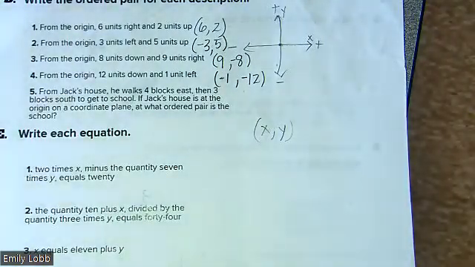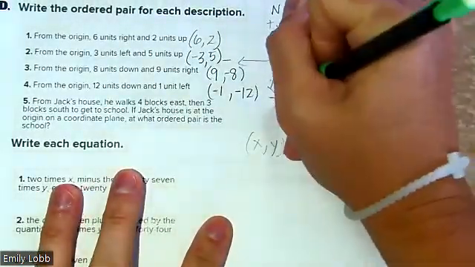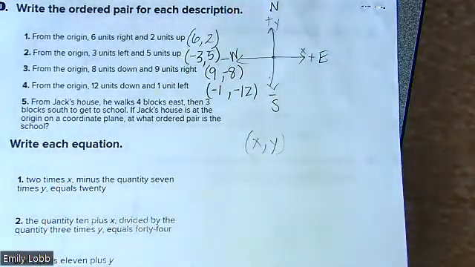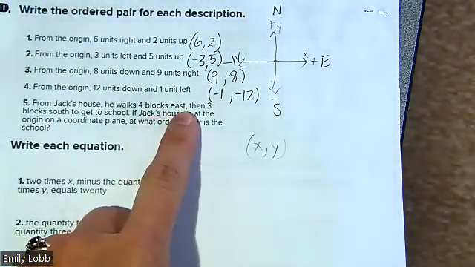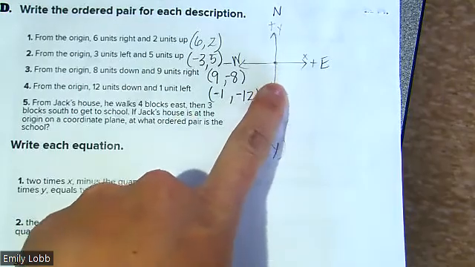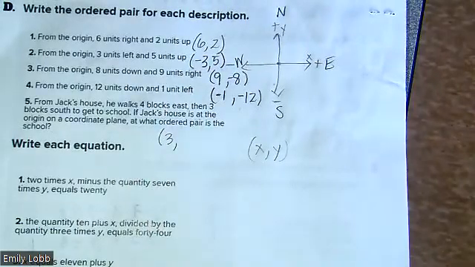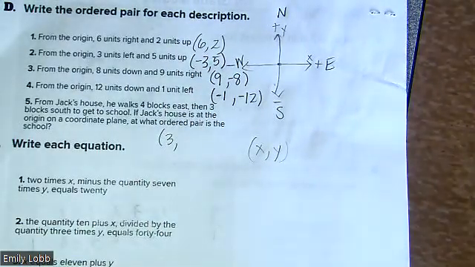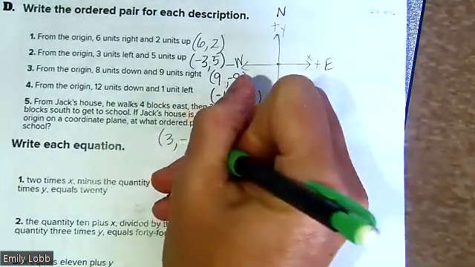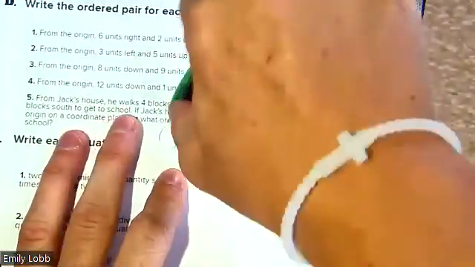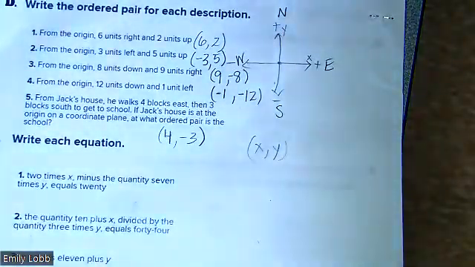From Jack's house, he walks 4 blocks east. If he walks 4 blocks east, that's positive, right? Then 3 blocks south. Is that positive or negative? Negative. What did I do wrong? I put the wrong number here, didn't I? 4 blocks east would be +4, not +3. So we should have 4, -3.